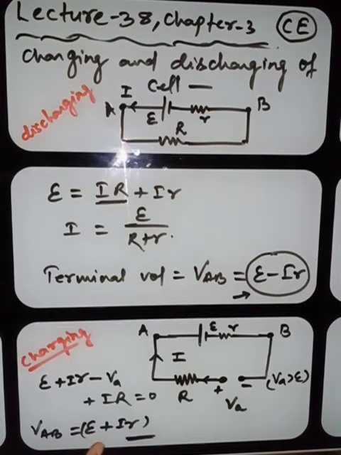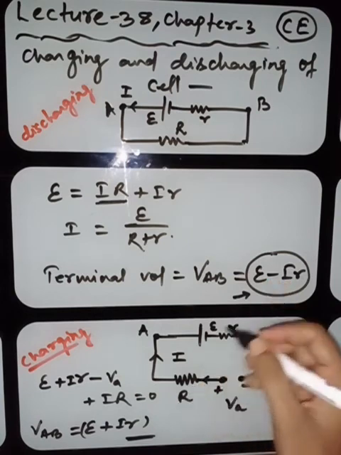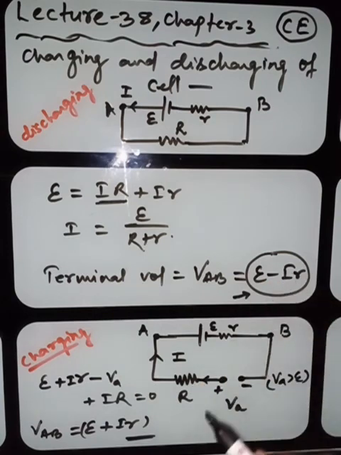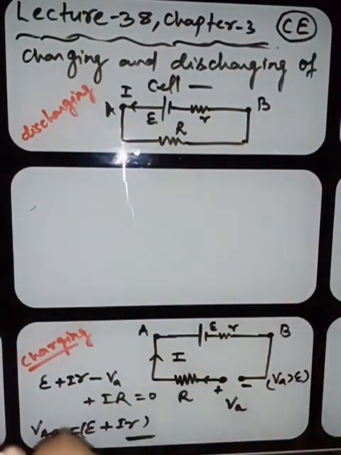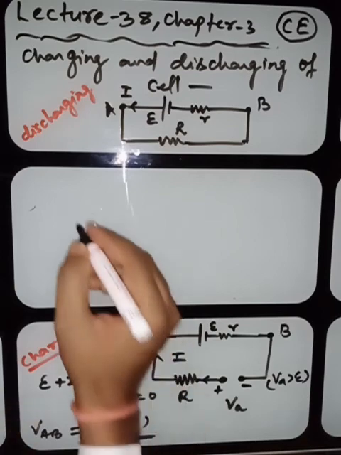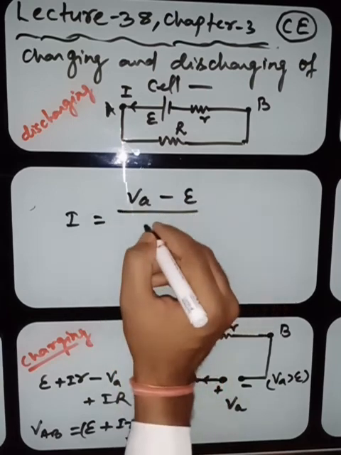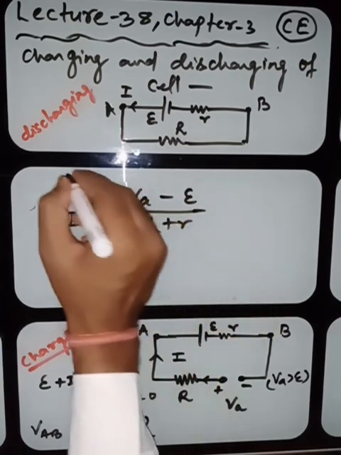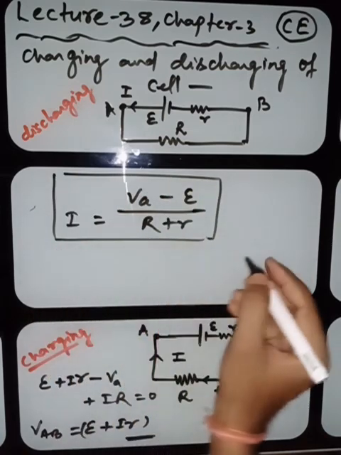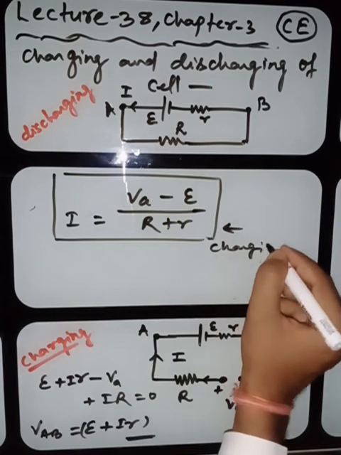This is the terminal voltage in case of charging, and this is the terminal voltage in case of discharging. That is, the internal drop subtracts from the EMF in case of discharging, and the internal drop adds up in case of charging. This is very important, you must remember, my dear student. If this is the terminal voltage, what will be the current? Could we write the current in case of charging? Yes, from this equation you can find out the current will be VA minus E, the EMF, over R plus r. This will be the charging current.